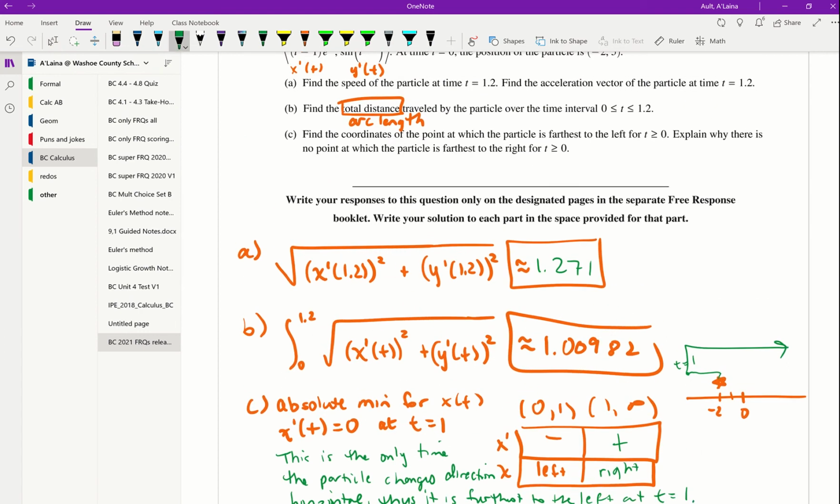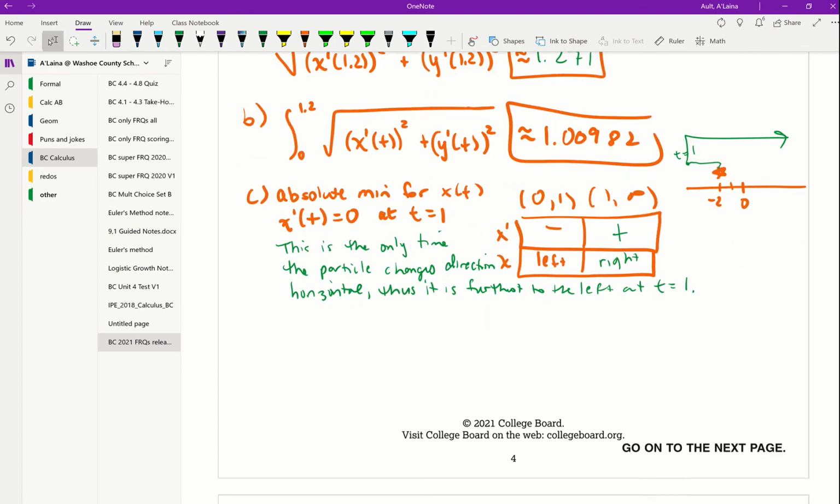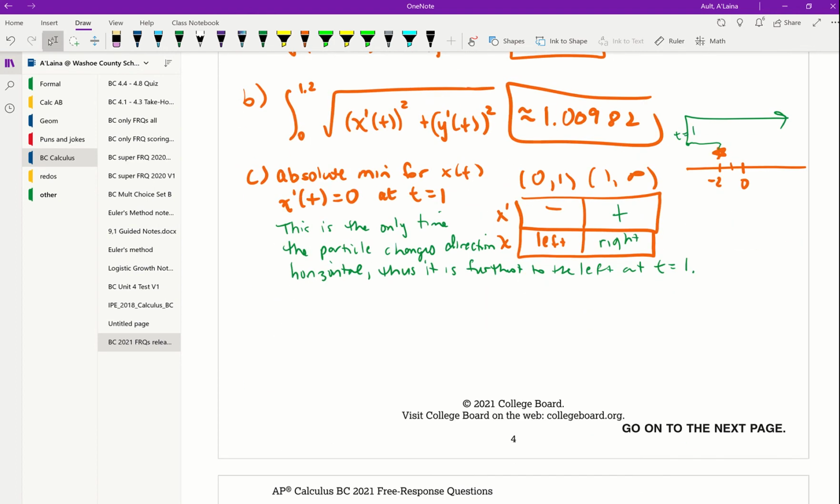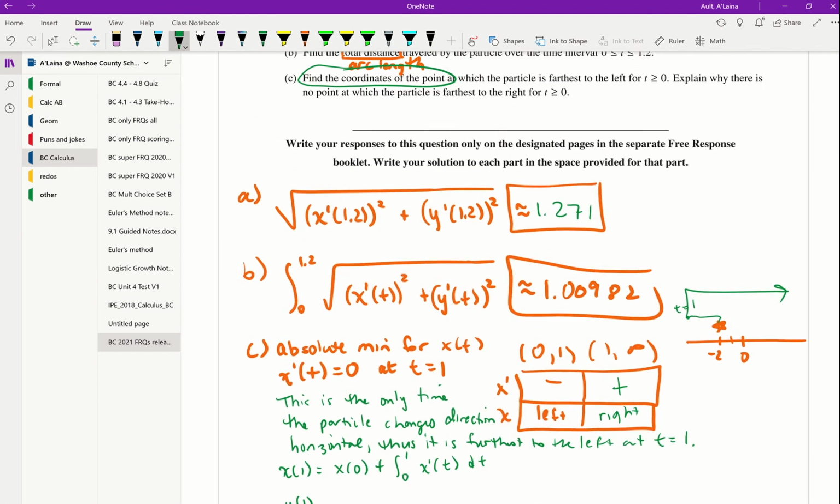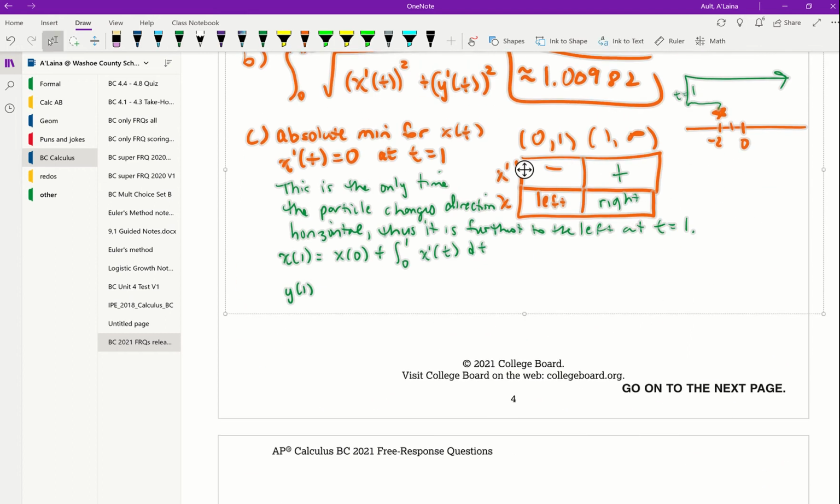They said, find the coordinates of the point. Okay, so I'm not done there. I did figure out that it's going to happen at 1, but I need to find out the coordinates of the point at 1. So I need to find out where x is at 1 and also where y is at 1. Well, I'm going to use the accumulation model. They did tell us where x is at 0. So if I do the definite integral from 0 to 1 of x prime, which I'm calling f, and I add that to the initial value of x, which is -2, this will be -2 plus whatever that definite integral is. This is going to tell me the x component.